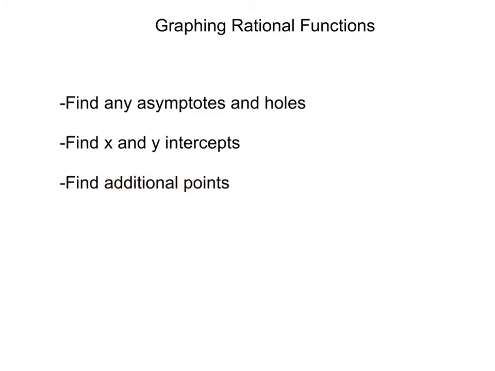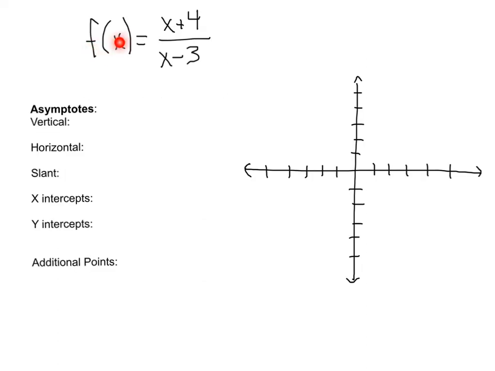Alright, let's go on to our first example. Here we've got f of x equals x plus 4 divided by x minus 3. First, let's look for our asymptotes. For a vertical asymptote, remember this is what is going to make the denominator 0. In this case, it would be 3. So we've got a vertical asymptote at x equals 3. And I'll go ahead and put that right on our graph just so we don't forget about it.